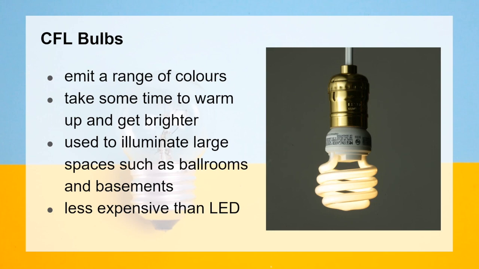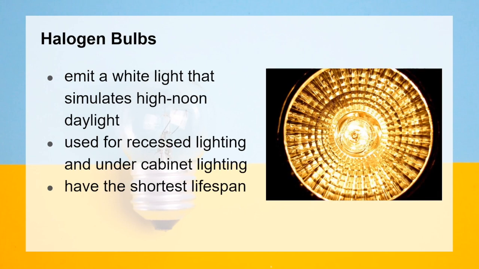CFL bulbs are able to emit a wide range of colors. They take some time to warm up to get brighter. They are usually used to illuminate large spaces such as ballrooms and basements. CFL bulbs are less expensive than LED. Halogen bulbs emit a white light that looks like high noon daylight. As such, they are commonly used for recessed lighting and under cabinet lighting. Halogen bulbs have the shortest lifespan among all types of bulbs.